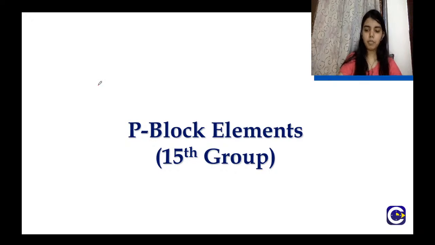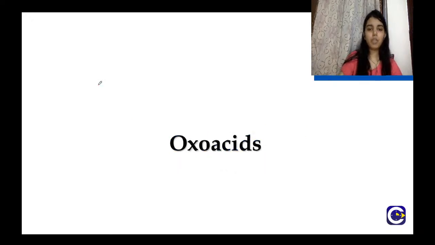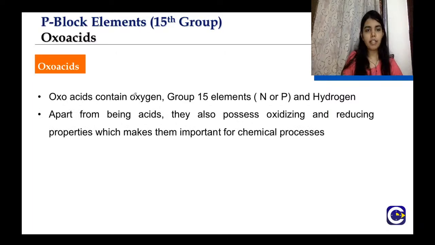Okay, so we'll start now. Today we will be dealing with the oxo acids of group 15. Oxo acids are the acids that contain oxygen, a group 15 element, maybe nitrogen and phosphorus, and hydrogen. Apart from being acids, they also possess oxidizing and reducing properties. That means they can act as acids, but also as oxidizing agents and reducing agents as well.